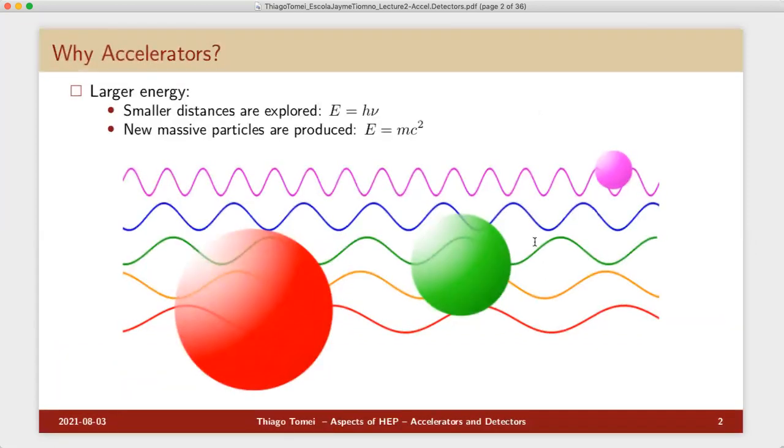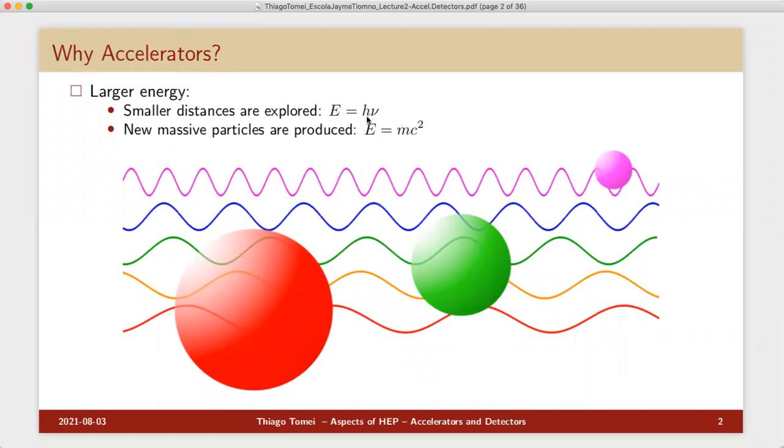So, accelerators. In slide number 2, you can come up with the obvious question: why accelerators? Namely, why do you want to accelerate particles to high energies and do high energy collisions in order to study subatomic physics, high energy physics? But at this point, it's kind of a circular argument. So why is subatomic physics high energy physics? And the answer is that with larger energy, we have these two effects here.